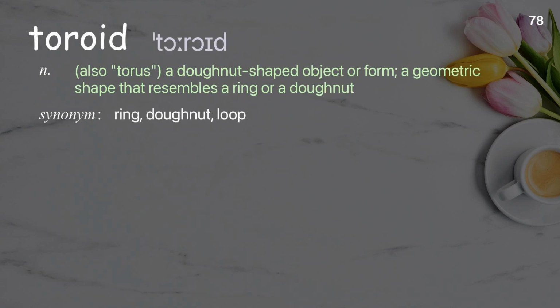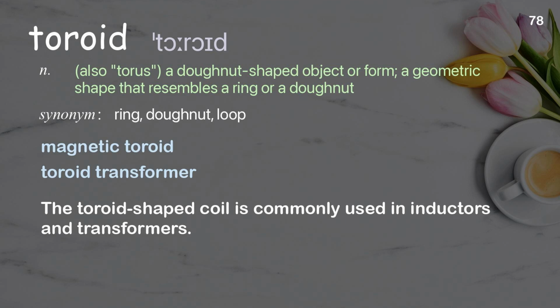Toroid. Also torus, a donut-shaped object or form, a geometric shape that resembles a ring or a donut. Examples: Magnetic toroid. Toroid transformer. The toroid-shaped coil is commonly used in inductors and transformers.